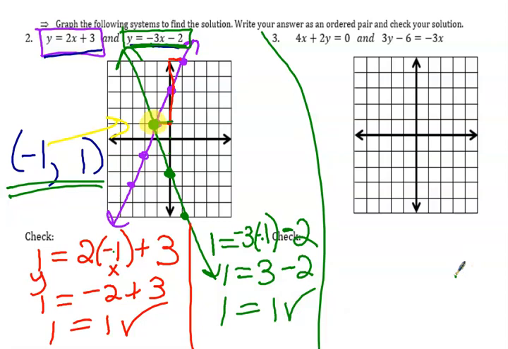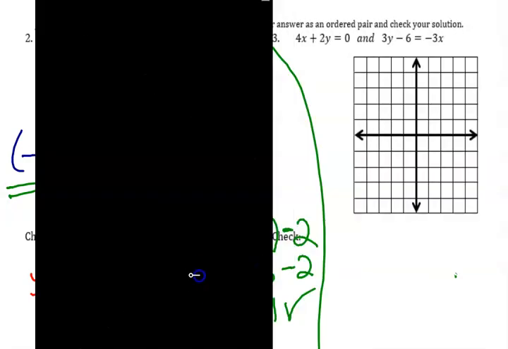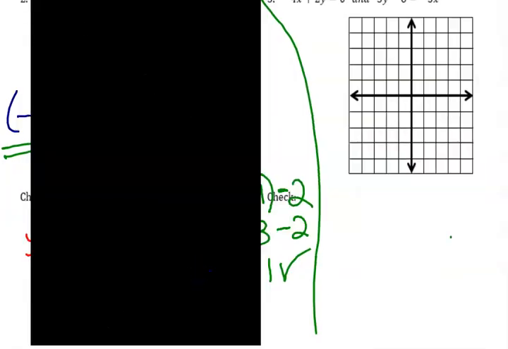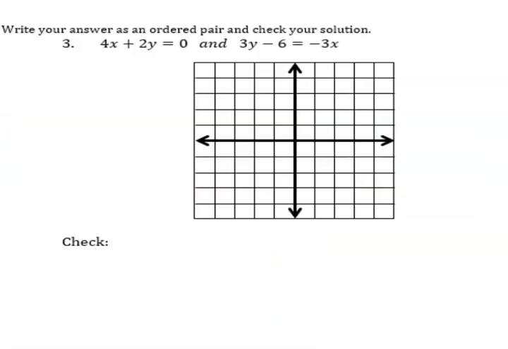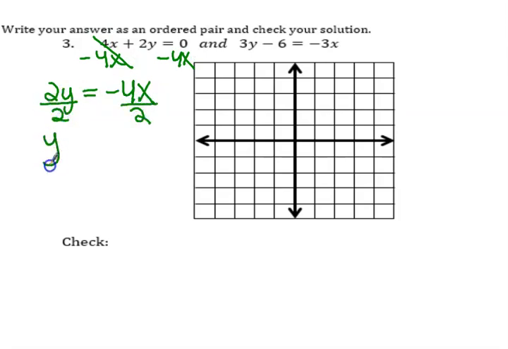Perfect. All right, number 3 is a little bit trickier because we don't have Y by itself. So we got to do that first. All right, so first we got to isolate that Y. So what do I do with this 4X? I subtract it to both sides, move the whole thing. Then I have 2Y equals negative 4X. Opposite of multiplying, dividing. So my equation is Y equals negative 2X. All right, so that's my first equation.